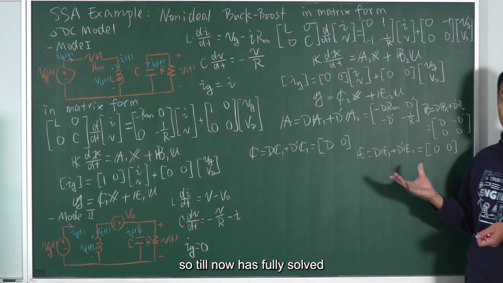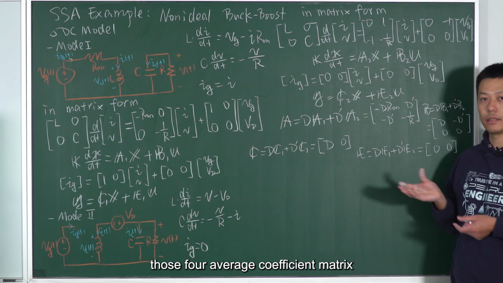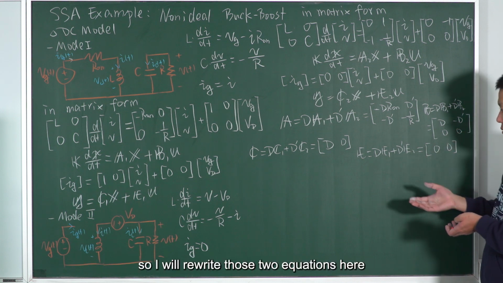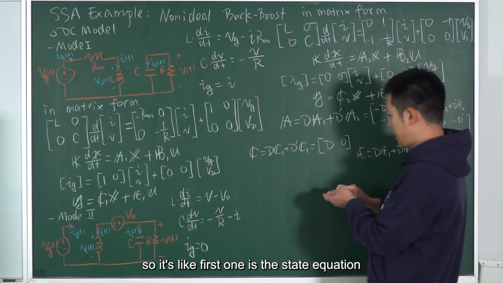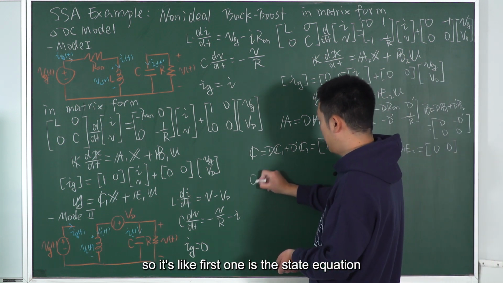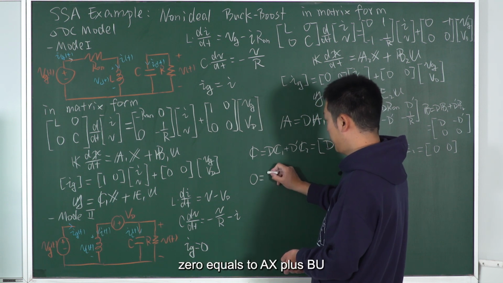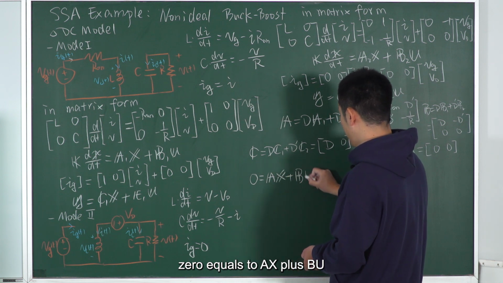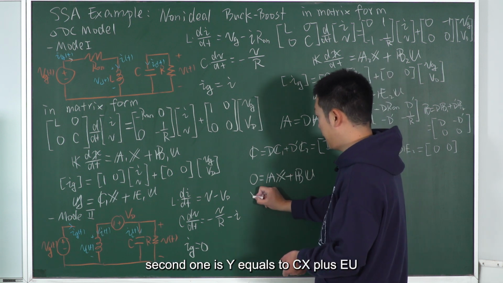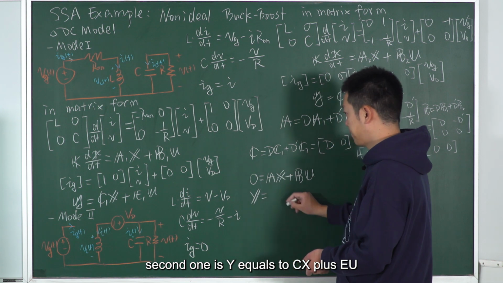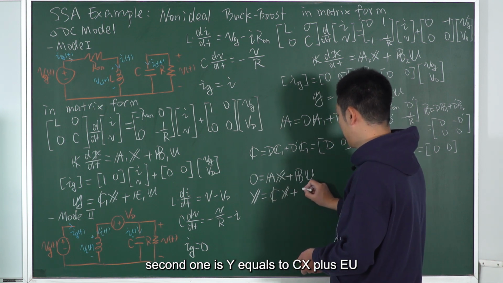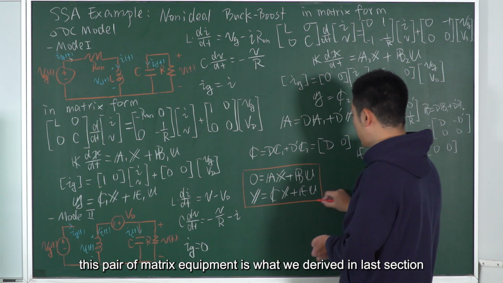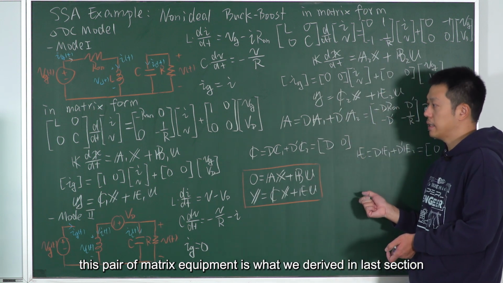So till now we have fully solved those four average coefficient matrices. And remember, we have obtained the DC model, two equations. So I will rewrite those two equations here. The first one is the state equation: 0 equals A x plus B U. The second one is y equals C x plus E U. This pair of matrix equations is what we derived in the last section.